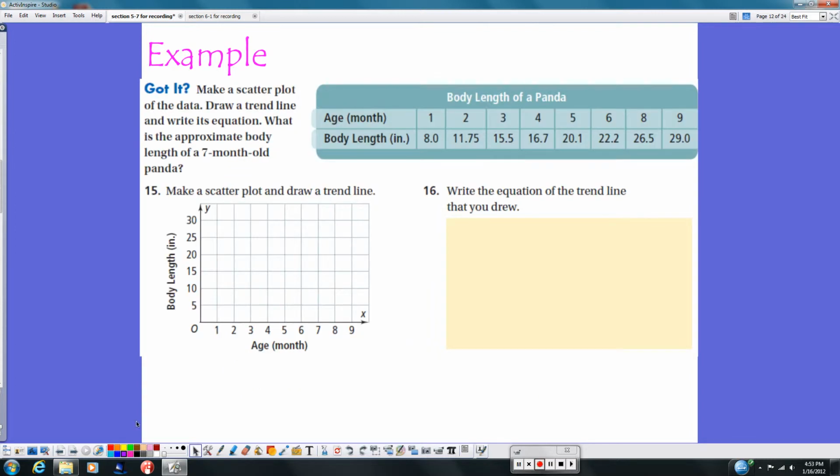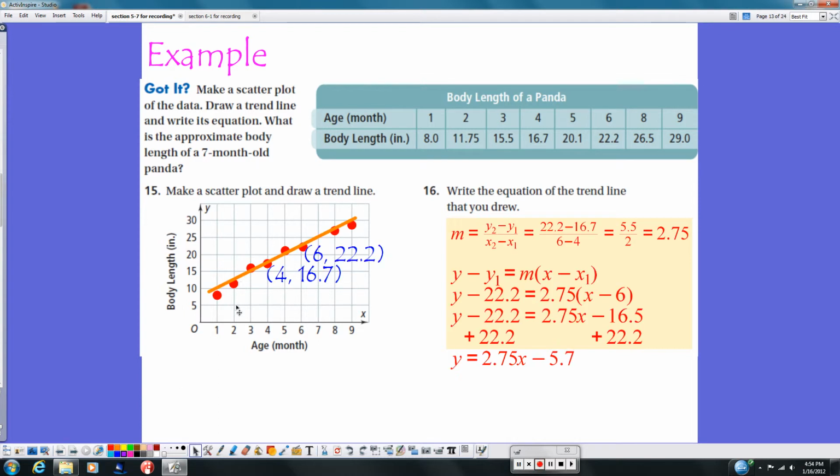Here's another example. We're going to make a scatter plot, and then we're going to come up with a trend line or a line of best fit. We're going to also come up with the equation of the trend line. Remember, when we have an equation, we need points and we need slope. That's how we come up with our trend line equation. So go ahead and make your scatter plot for this data, and then see if you can come up with a trend line. So here's the scatter plot that I created, and there's my trend line. I tried to have some data above the line, some data below the line, and some data on the line.